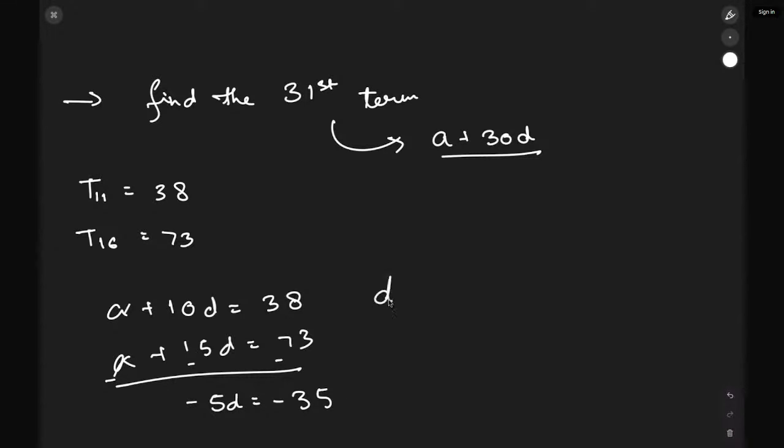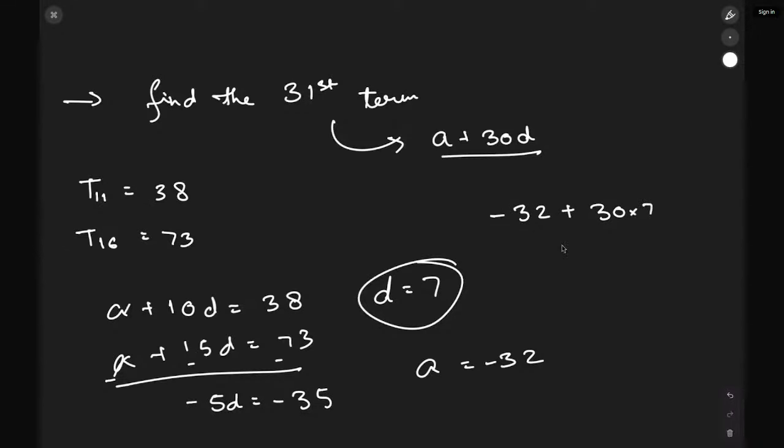And so d will be 7. Since d is 7, a plus 70 is equal to 38, so a will be minus 32. In order to find the 31st term, I will put minus 32 plus 30 times 7, which will be equal to minus 32 plus 210. So it will be 178. This will be the solution for this question.